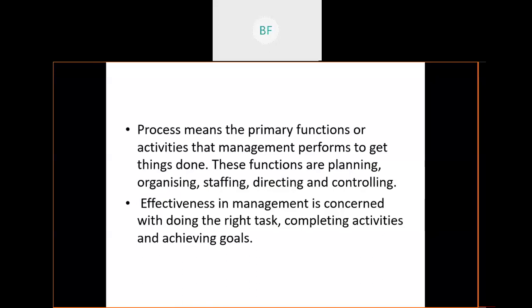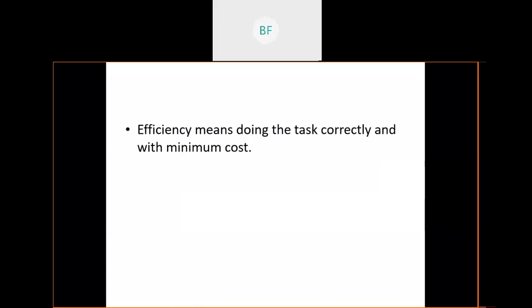Effectiveness in management is concerned with doing the right task, completing the activities and achieving goals. Efficiency is to do it correctly and also with a minimum cost, as I explained to you in that 5,000 units production. Okay, so that is the meaning of management.